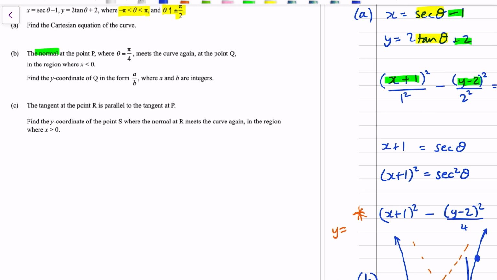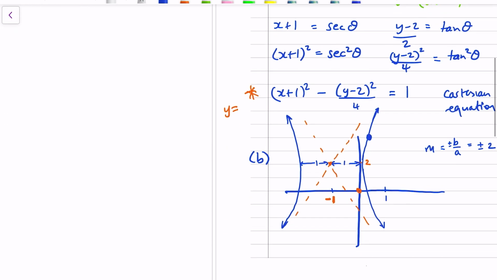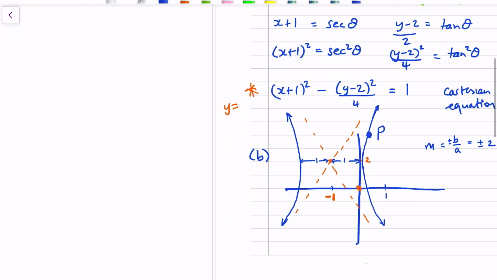Yep, normal at the point P meets again at the point Q. Alrighty, so if we put P there and we draw in some normal, oops, I missed the spot, go through P, something like that. It's going to meet over here at Q. Alrighty, so how do we find Q? Well, we just need to find the equation of the normal and solve a simultaneous equation.